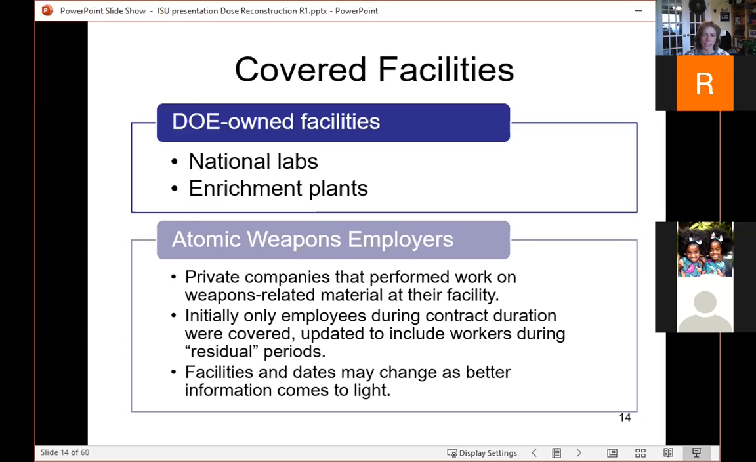These are subject to change. There's information that's found. I don't think they're changing much now because this project has been around for almost 20 years at this point. But if new information becomes available, then dates may change or new facilities might be added.